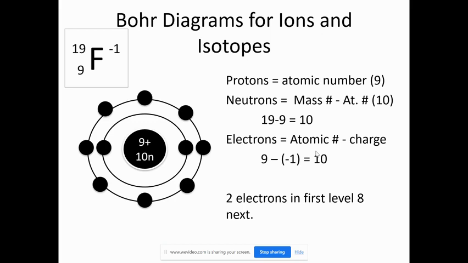So 9 minus a -1 is like saying 9 plus 1. Okay. Negative minus a negative is a plus. So that's 10. So I need to put on 10 electrons as a total. So 2 electrons in the first energy level and 8 electrons in the next energy level. So I effectively just filled up both energy levels. And I can double check and look on the periodic table, and I see that fluorine is in the second period.